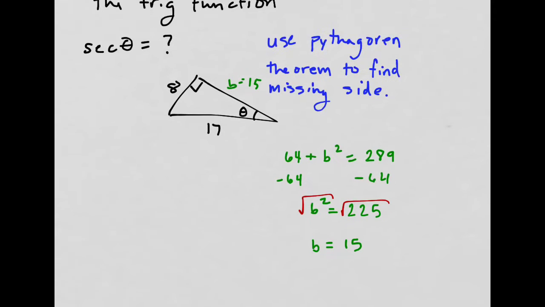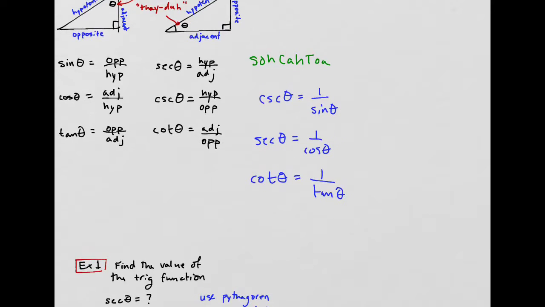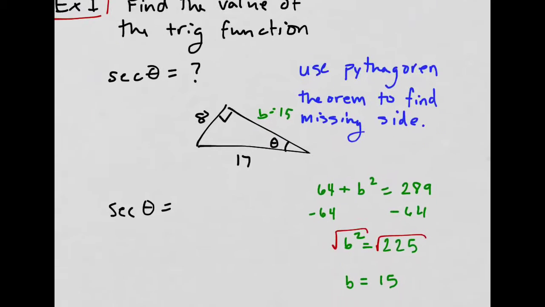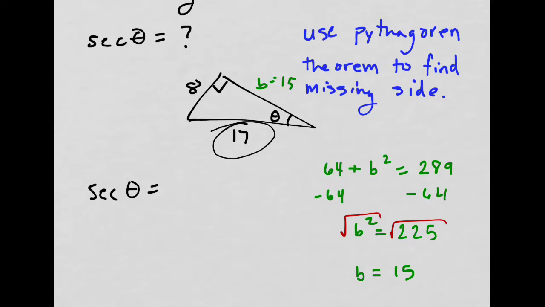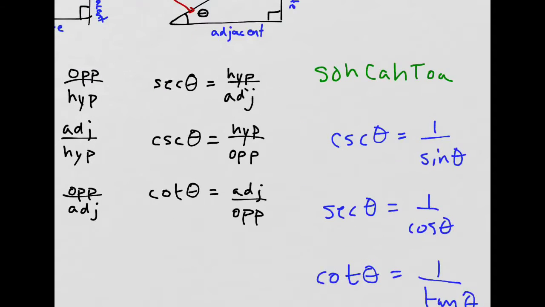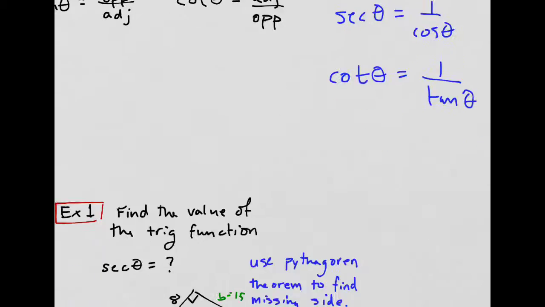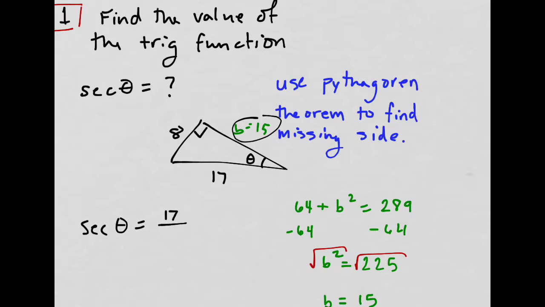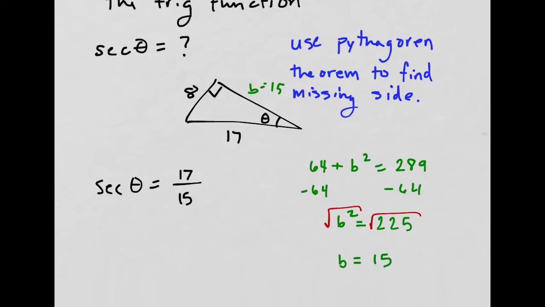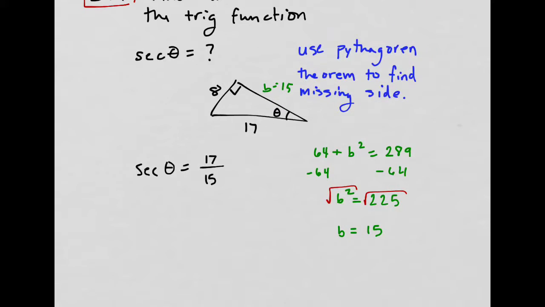Now I need to write down what secant is. It's very easy. Secant of theta. That's the hypotenuse. What is the length of the hypotenuse? Well, the length of the hypotenuse is 17, so that would be 17 divided by, secant is hypotenuse over adjacent. What is the adjacent side? We just figured that out, and it's 15. Reduce if I can, but I cannot. That's all you're doing. That's it. Later on we'll see other things that happen, but secant of theta in this triangle is 17 over 15.